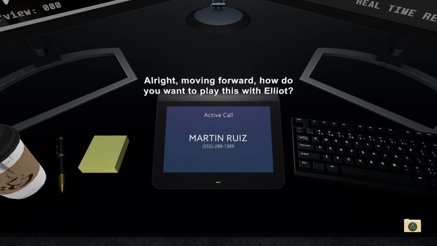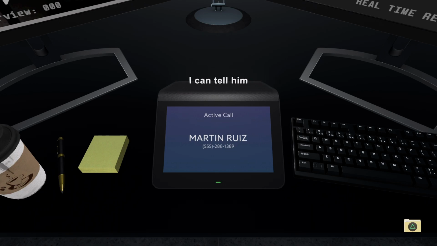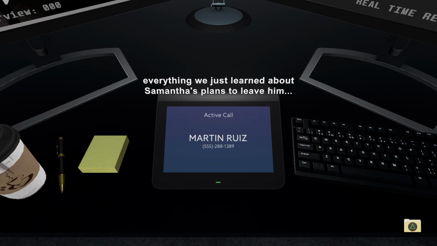All right, well, moving forward, how do you want to play this with Elliot? I definitely feel he's hiding some things from me as well, and we still can't account for those 5 missing pills. 4, dude. Tell him everything we just learned about Samantha's plans to leave him. See if he really has no clue about all this. I just wonder if him learning about Costa Rica will affect things negatively or positively. Because if Samantha's being honest about that trip, then it really has no relevance to this case, and we might get caught up in something that really isn't that important.